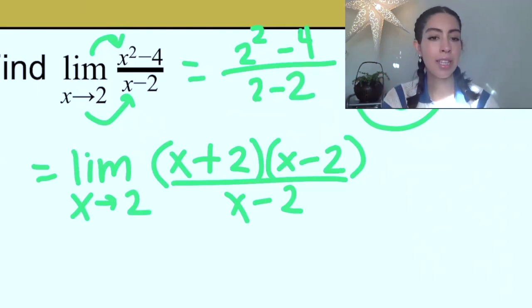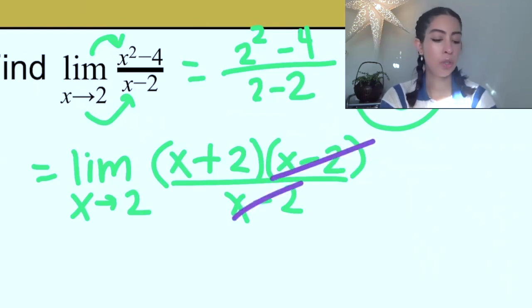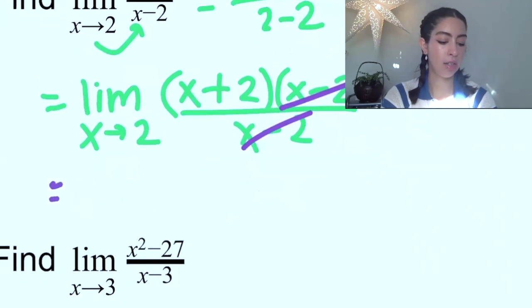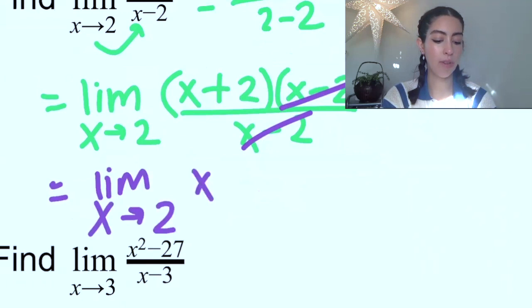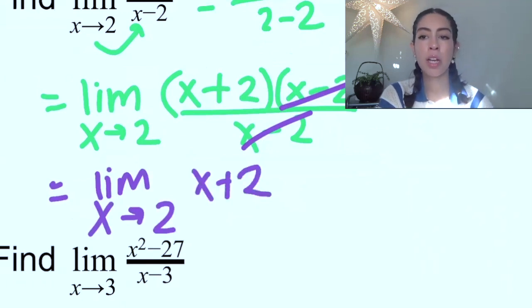So we're going to get to that in just a minute here, but what I've done, I've factored the top, x plus 2 times x minus 2, and then I can see that the x minus 2's will cancel out. So I'm going to go ahead and rewrite what this would look like once it's simplified. So we see here now we're taking the limit as x approaches 2 of the function x plus 2.